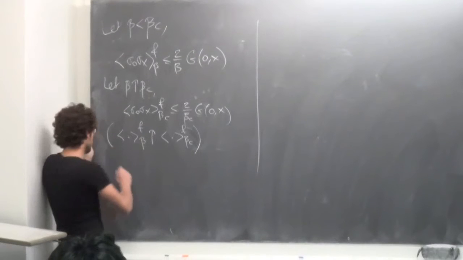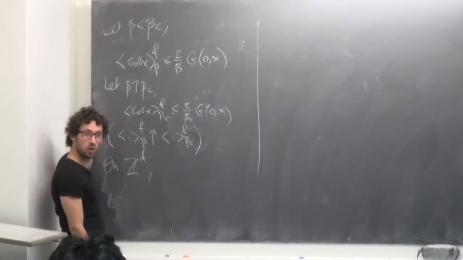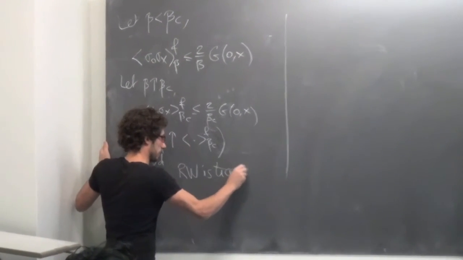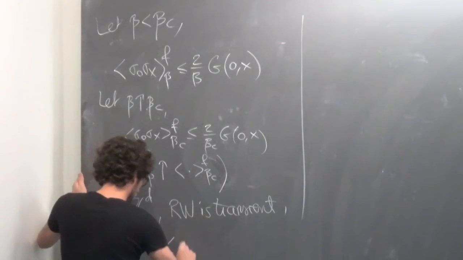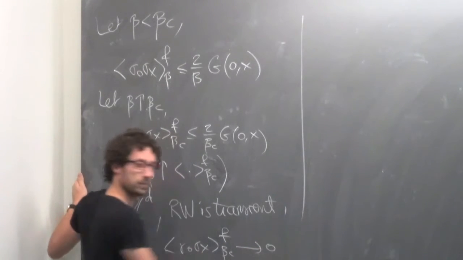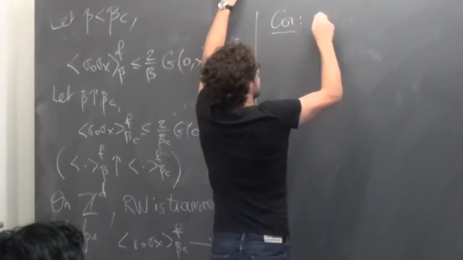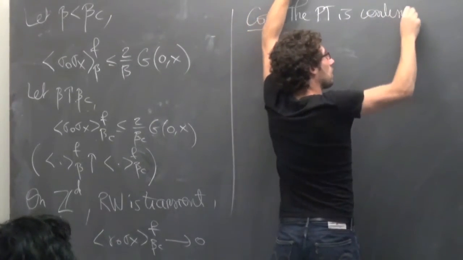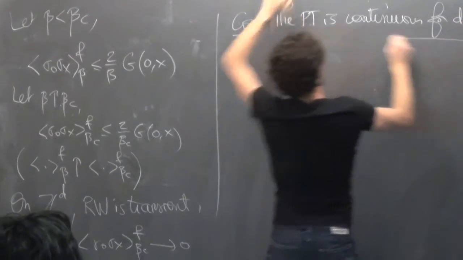But now on Z^d, the random walk is transient. Therefore, <sigma_0 sigma_x> at beta c free tends to 0, because it's smaller than phi. So corollary, the phase transition is continuous for d larger or equal to 3.